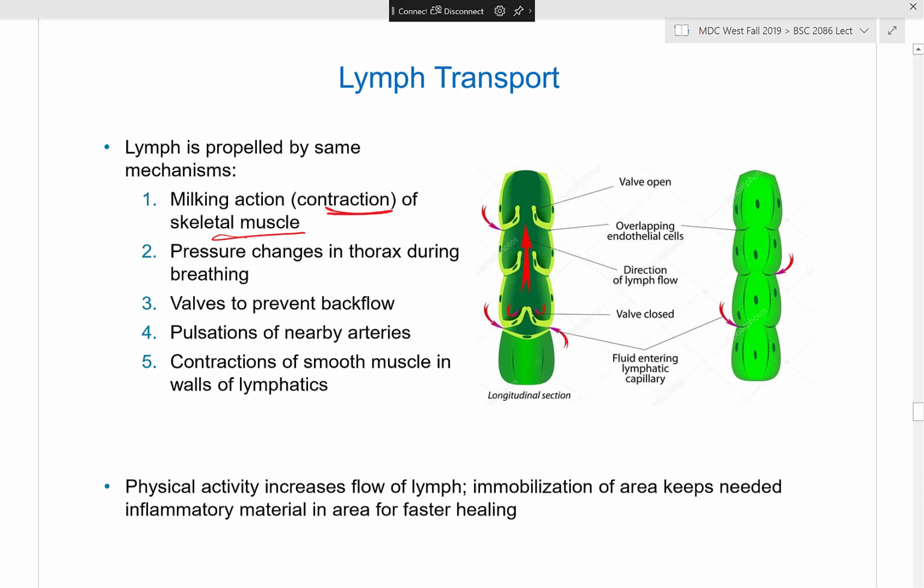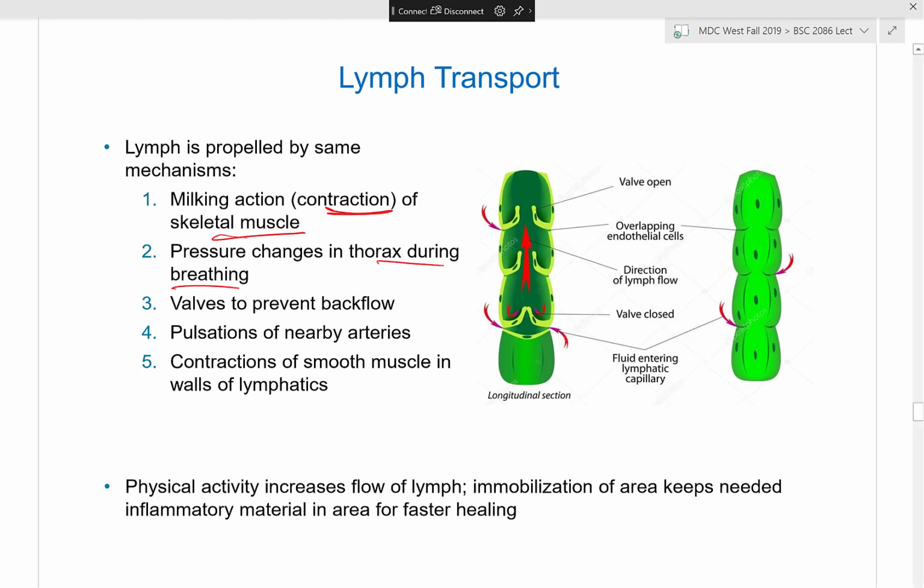Did we see that already? Yeah, but we saw it on the veins, right? So that's similar. We have pressure changes in the thorax during breathing. Did we see that already? We did. So that means that every time you breathe in, you create a negative pressure, and that negative pressure is going to pull the blood towards the thoracic cavity.